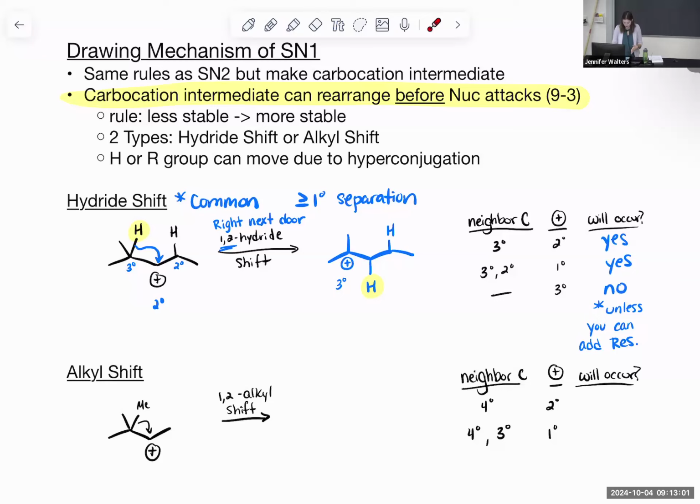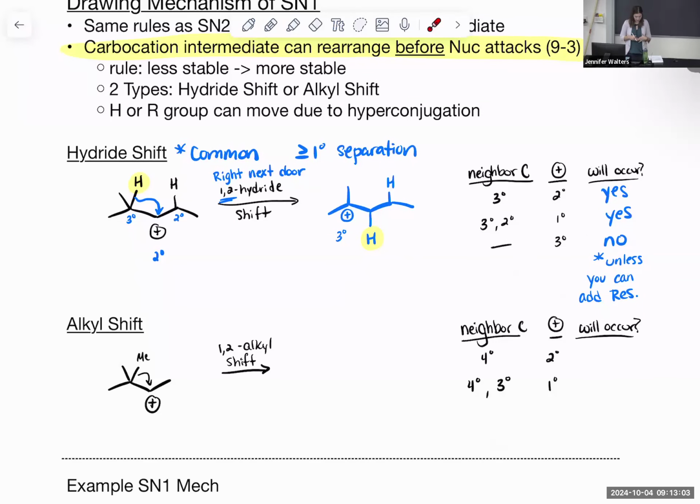Our alkyl shifts are less common. For those, in general, you need about a 2 degree separation, so you're going from a secondary to a quaternary. That's basically when it'll happen, or if you get resonance. Remember, resonance always makes your carbocations extra stable, so a shift can always happen with resonance.